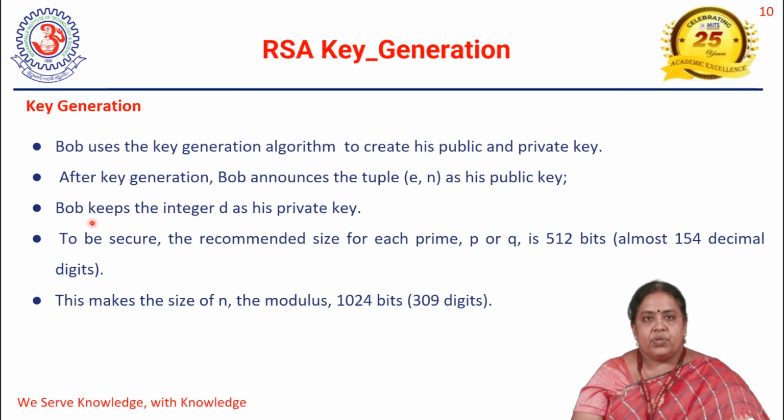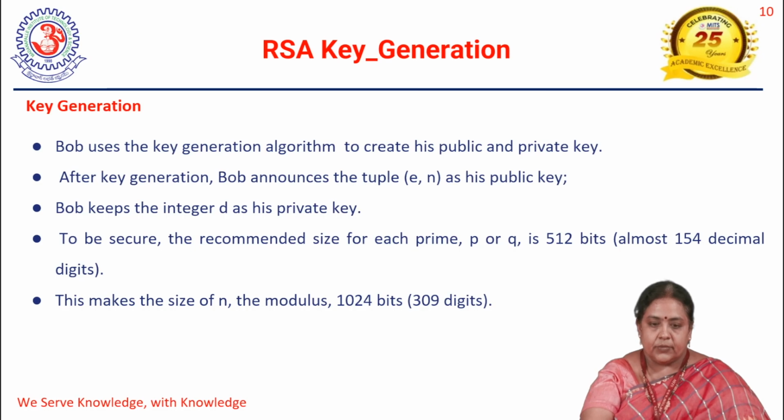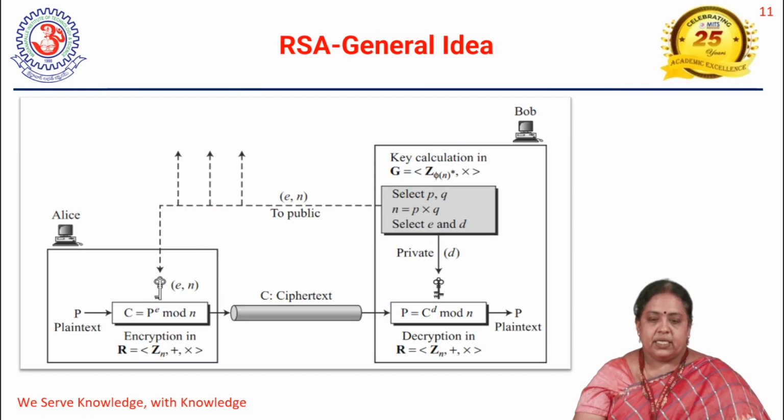Okay, as we have already discussed in the principles of public key cryptosystem, the security burden is on the receiver only. So the receiver has to execute the key generation algorithm, and he has to announce his public key, so that the sender can use his public key to encrypt the message and send it to the receiver. So this is a general idea of RSA.